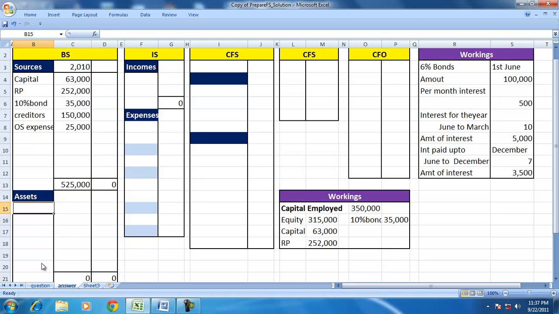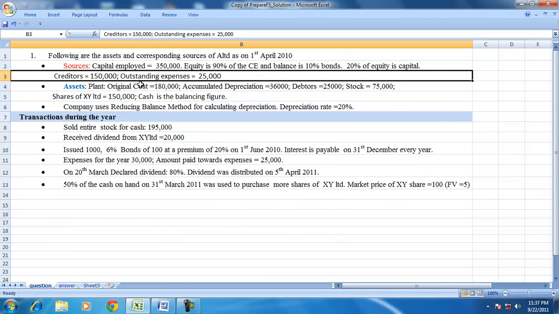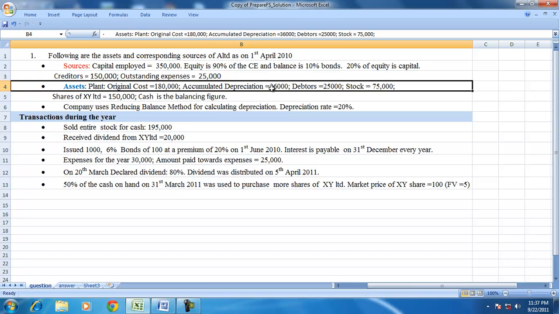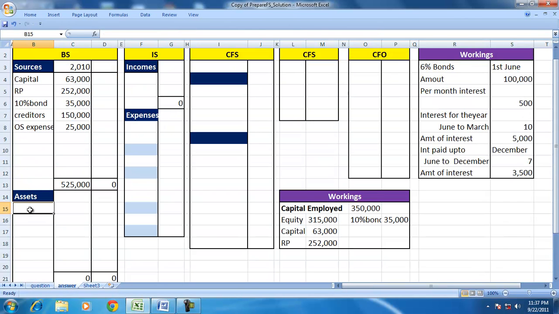And the corresponding asset information is given like this. The assets are plant original cost 180,000, accumulated depreciation 36,000. So let us put that. Plant is 180,000 and accumulated depreciation, let me write down AD, is minus 36,000. Debtors, receivables is 25,000. Stock is 75,000.